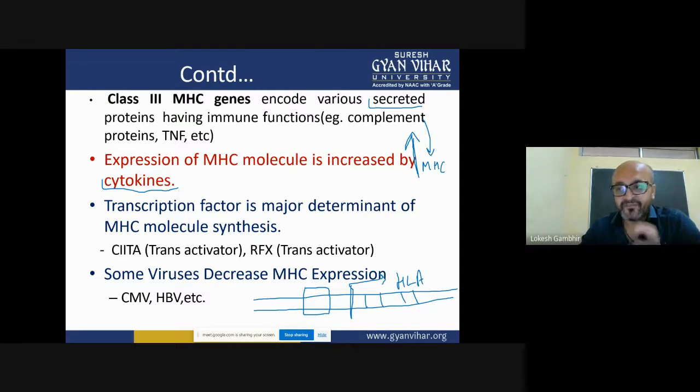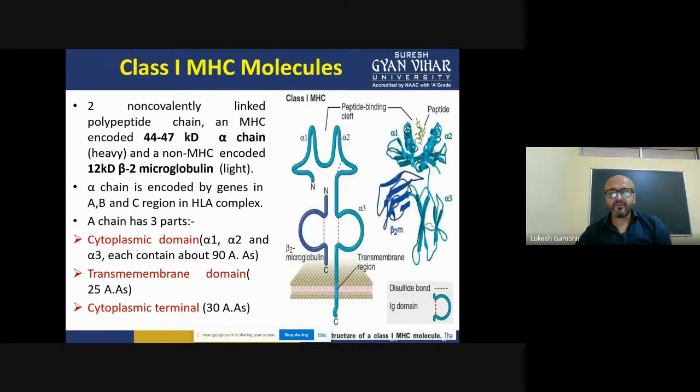Now, some factors are required in order to allow the binding of RNA polymerase so that this particular region can be expressed. Those factors are called transcription factors, and in the case of MHC, the transactivators are RFX and CIITA. So that is all about the brief introduction regarding MHC molecules.